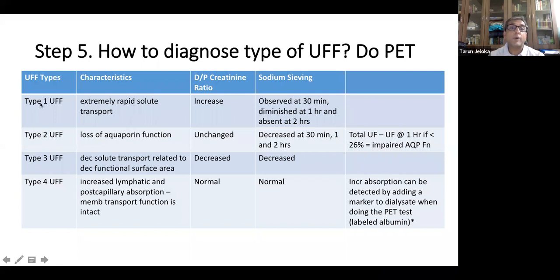So these are tabulated forms. Type 1, extremely rapid solute transport. D over P creatinine will increase because it will behave as a faster exchange. Type 2 is loss of aquaporin channel. D over P creatinine remains unchanged, but ultrafiltration will be hampered. Type 3, both will be decreased, as I said, and type 4 is lymphatic channels.